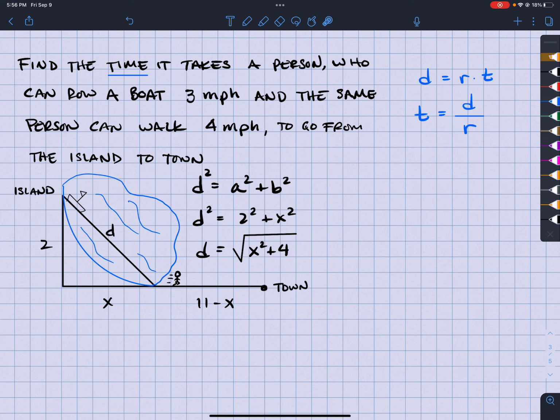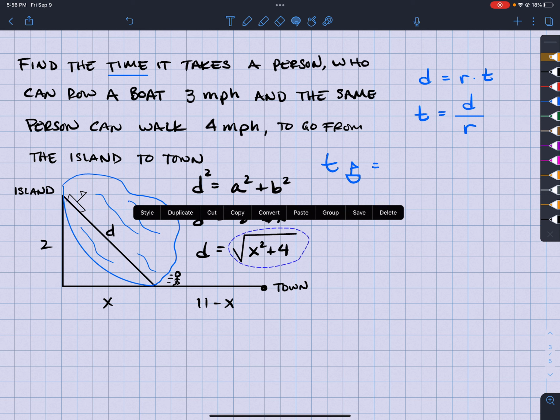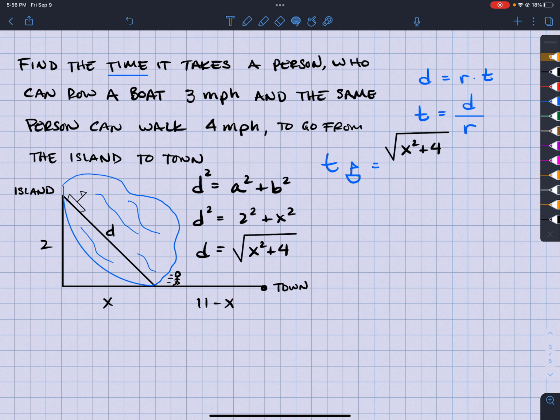So as I'm rowing the boat here, in terms of x, I'm rowing this distance at 3 miles an hour. So the time for the boat is going to be the distance, which is the square root of x squared plus 4, divided by my 3 miles an hour.